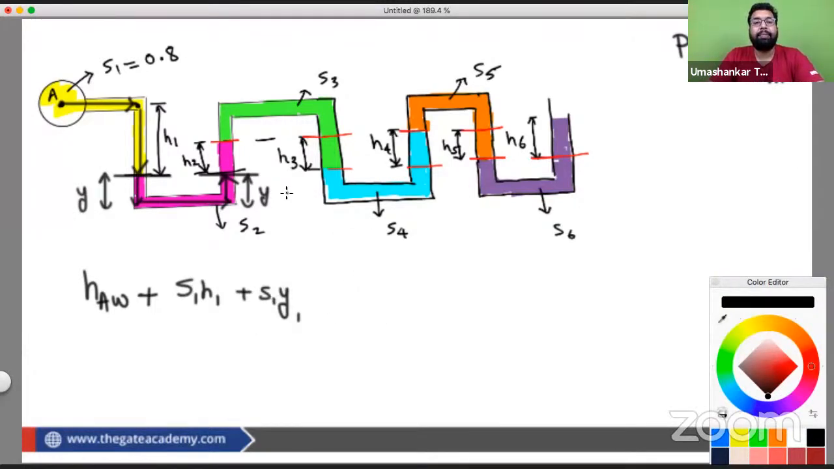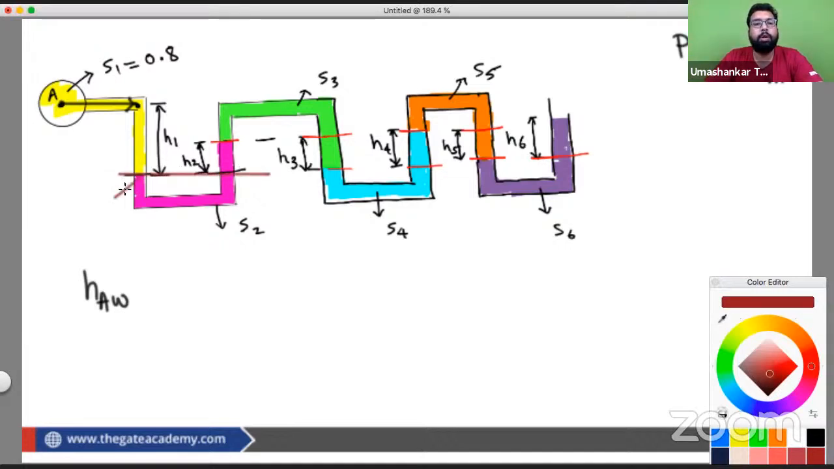Now what does that mean? If you see this portion from which I am marking it, from this portion to this portion, is it of any relevance? The answer is no, because in the same fluid, the same amount of height we are moving downward and the same amount of height we are moving upward. So it has no contribution here in pressure measurement. Similarly, in this green fluid, we again have no contribution.